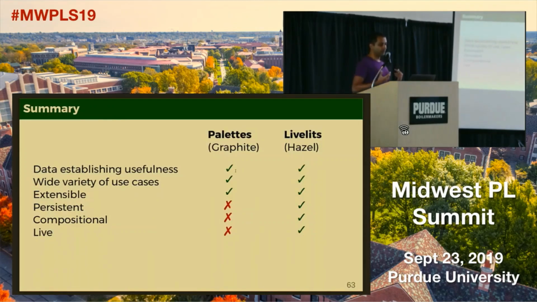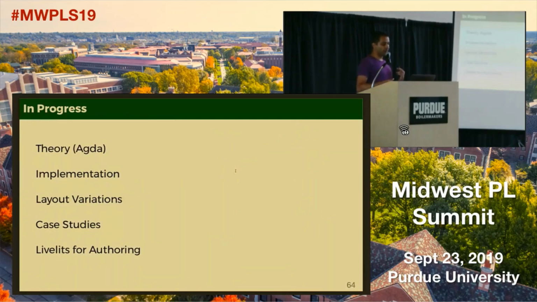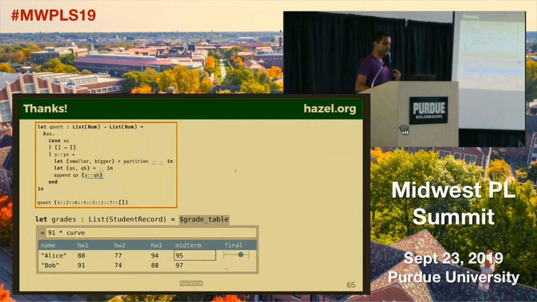All the data that we collected there is relevant to our mechanism as well. It's extensible, persistent, compositional, and live. And we're working on doing the theory of this mechanism in Agda, implementing it, various case studies, and so on. And I'll stop there. You can find out more about the Hazel project from hazel.org, and I'll leave these screenshots from the two parts of the talk up while the two of us take questions.